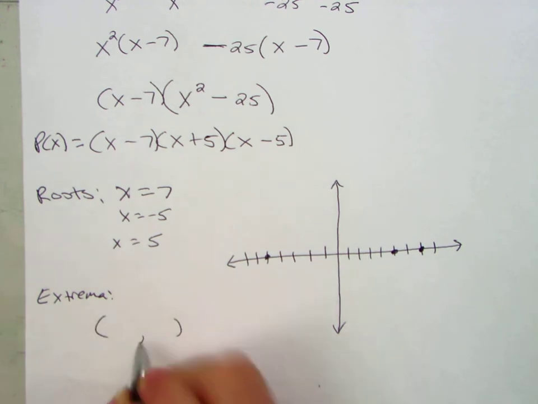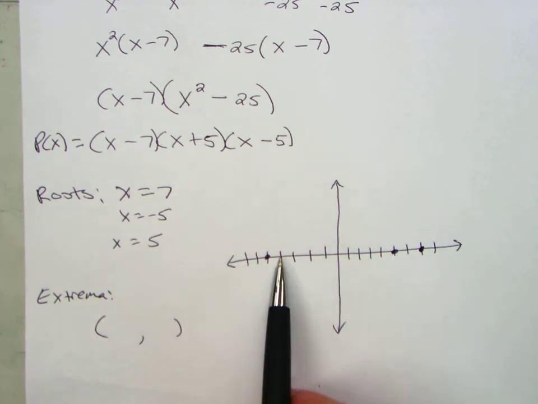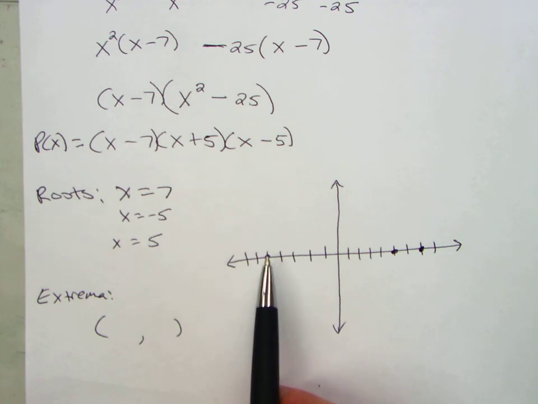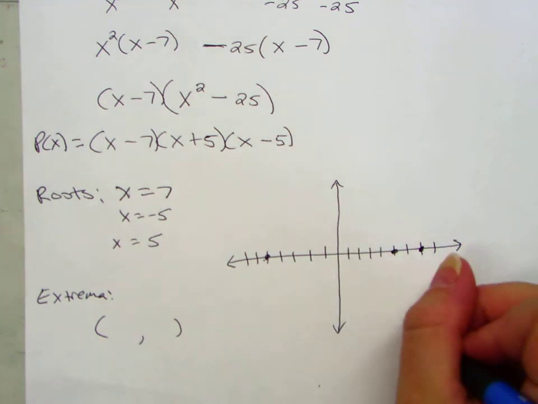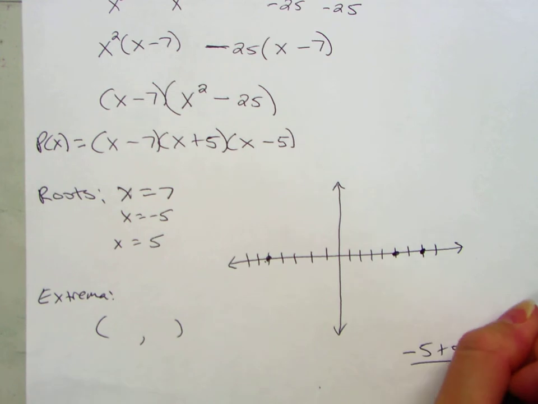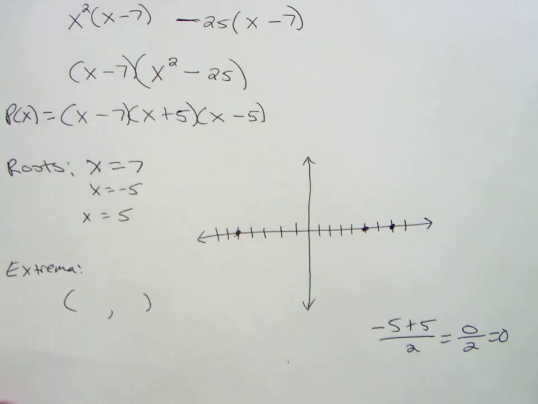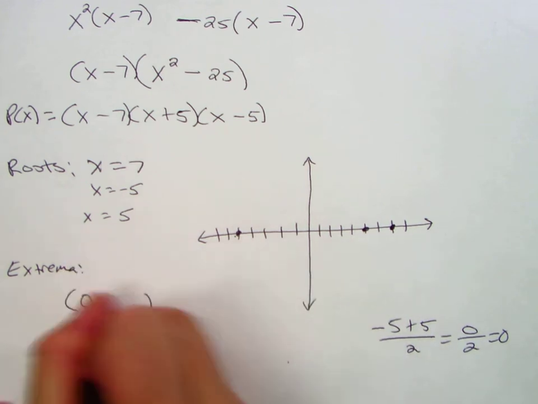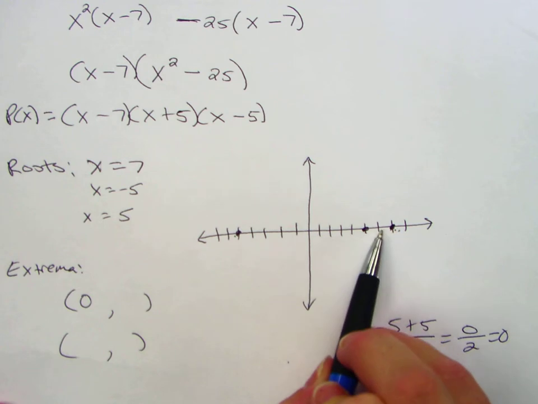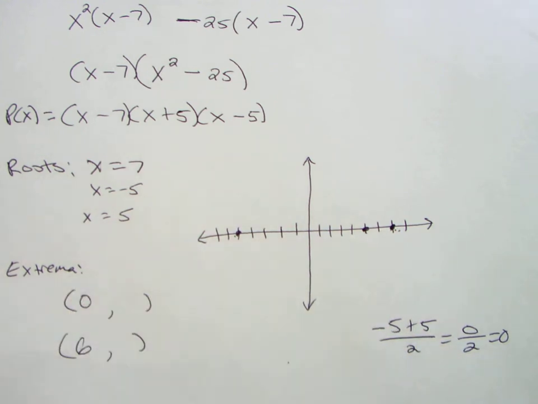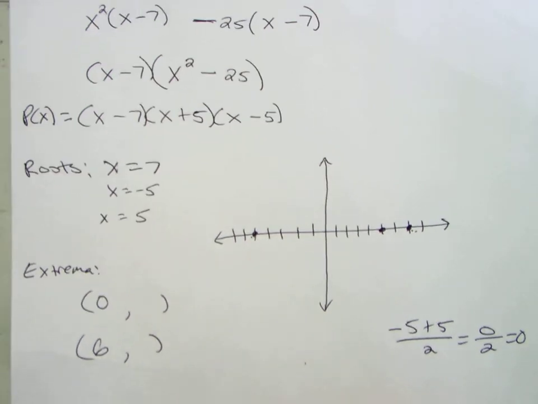Remember, you have to find the midpoint of these two. We have negative 5 and 5. What's the midpoint of negative 5 and 5? That should be easy. Negative 5 plus 5 divided by 2. 0 over 2 is 0. So you get 0 for one of them. And then what's the midpoint of 5 and 7? Again, that should be easy. It's just 6. We're going to plug in to get our y values.